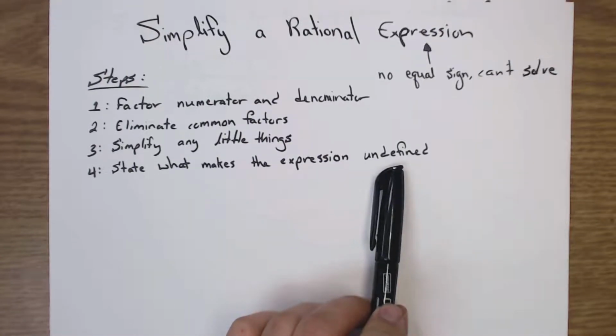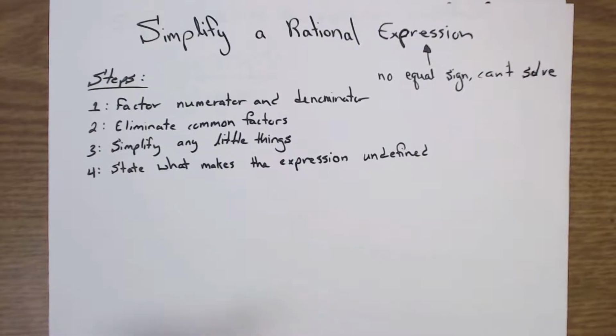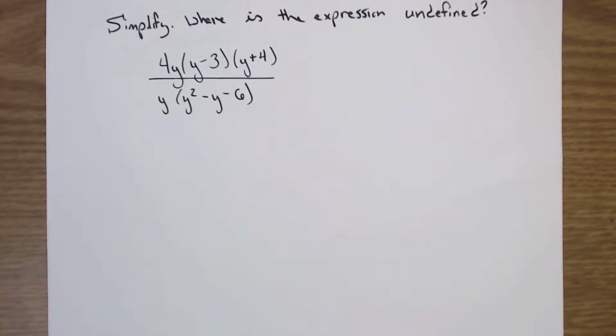Then we're going to state what makes the expression undefined. Well, what does make something undefined? For us today, it's going to be where the denominator equals 0. We can't divide by 0, so we have to state that that can't happen. So if we have, let's say, 5 plus x on the denominator, we're going to set that not equal to 0 and solve from there. But you'll see as we go. All right, let's get started.